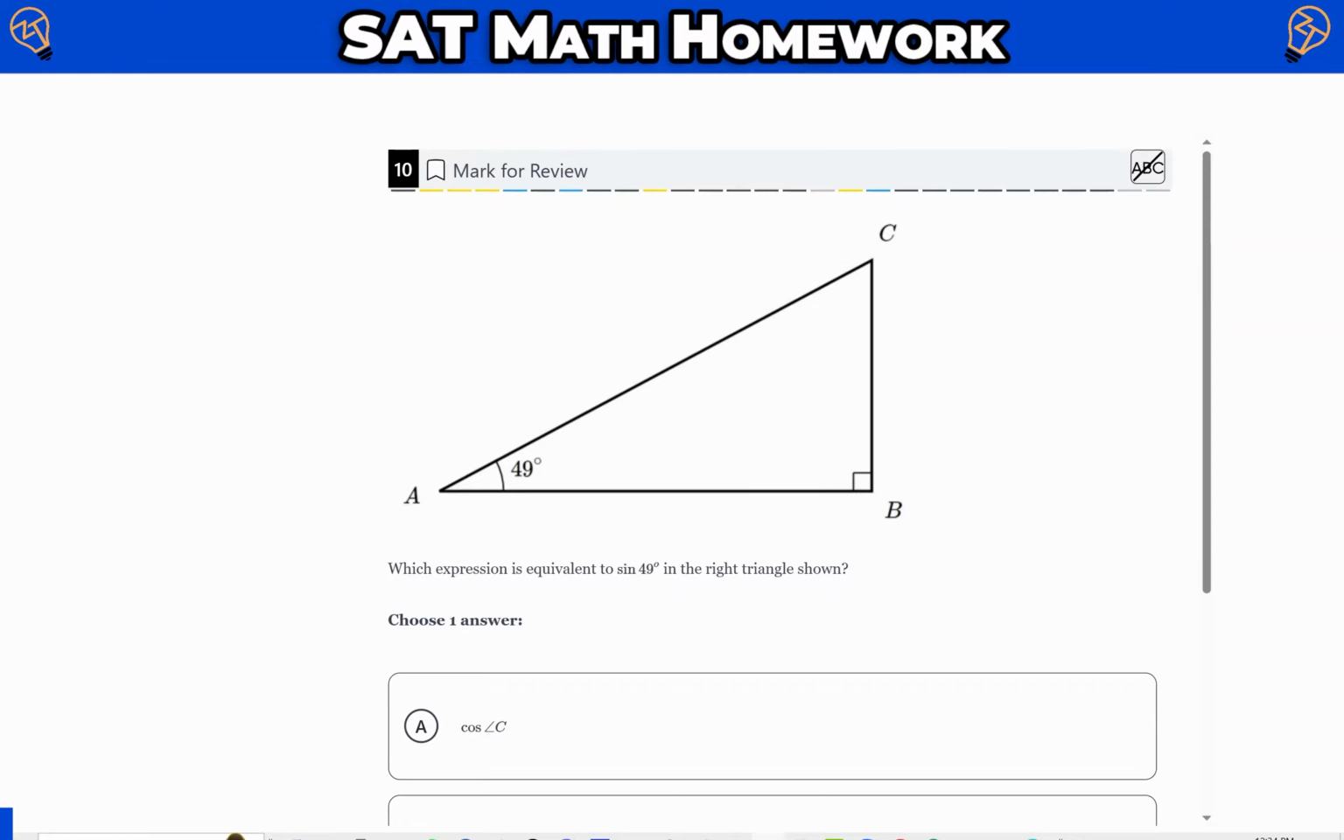So here's another question that relies on our understanding of what's referred to as a co-function identity. So we see here sine 49. So first, let's establish what that even means.